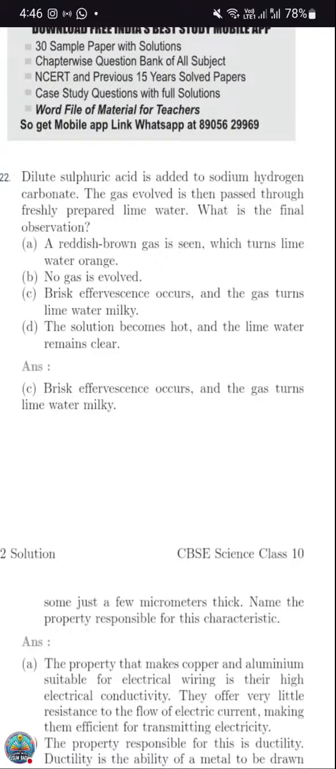Now, the gas evolved is then passed through freshly prepared lime water. That is the carbon dioxide identification test. If carbon dioxide passes through lime water, it will turn milky. Now here, lime water will turn milky. What is the final observation? Reddish brown gas is seen, wrong. No gas is evolved, wrong, as carbon dioxide is evolving. Brisk effervescence occurs. The gas turns lime water milky. So the correct option is C. Very nice, very good.